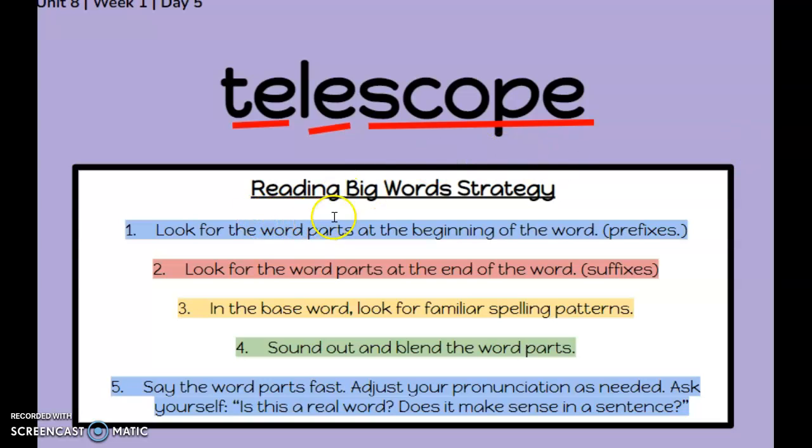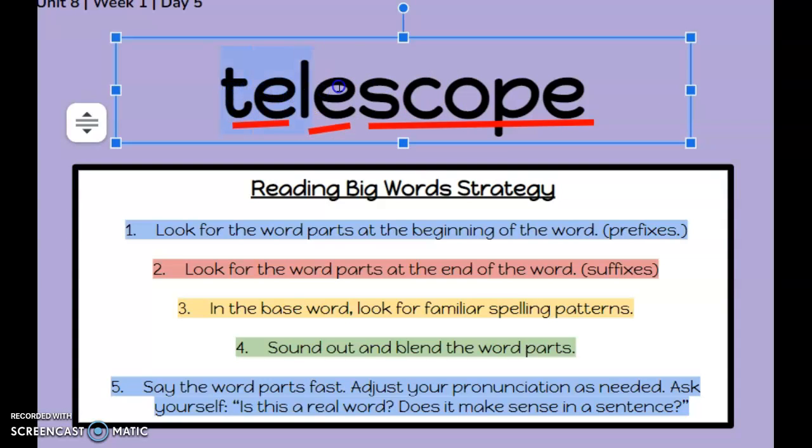And I know when I'm using my reading big word strategies, I'm looking for prefixes, I'm looking for suffixes, I'm looking for the base word and familiar spelling patterns, I'm sounding it out and blending. Telescope. Well, I know that the Greek word tele means distance. I looked that up once. And I know that scope means to see or to look. Scope. So telescope must mean to see a long distance.